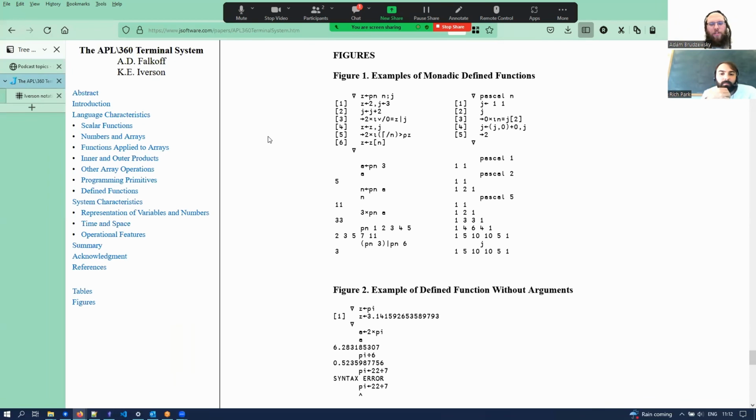There was no clash with operands like we have today, because the only operators that existed were inner and outer product, and reduction. And then scan came soon after that. You can see here, I don't think it has scan, just inner and outer product and other array operations.